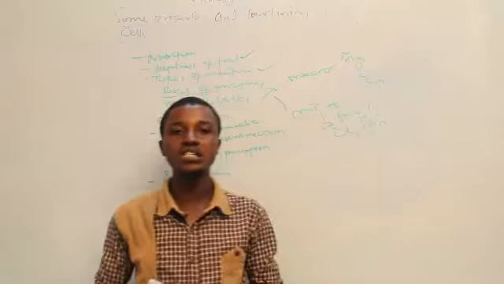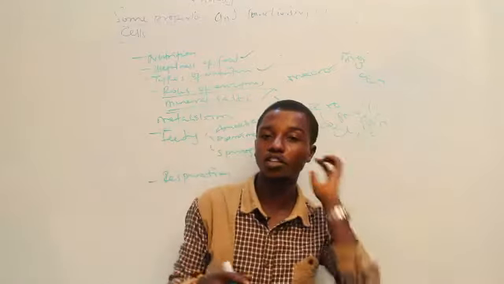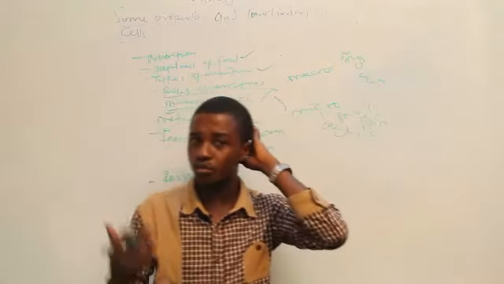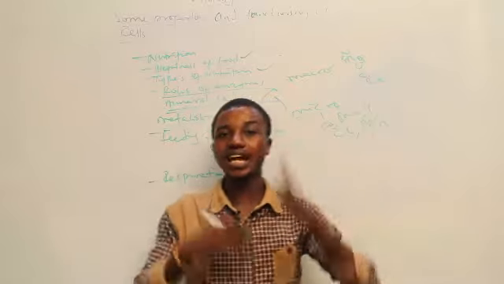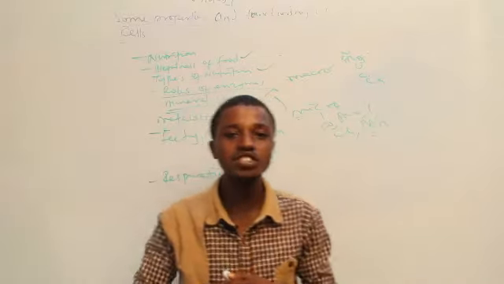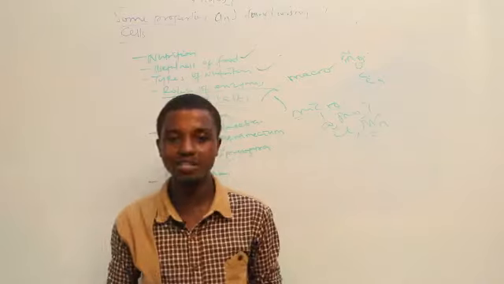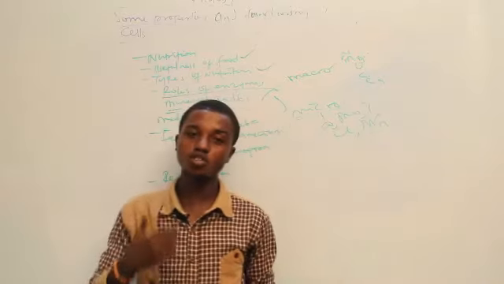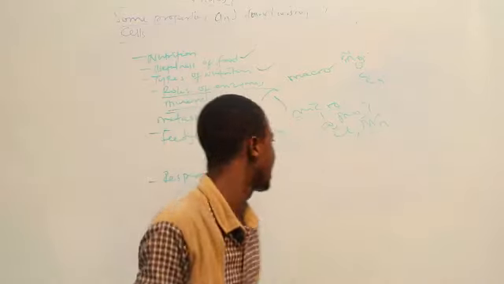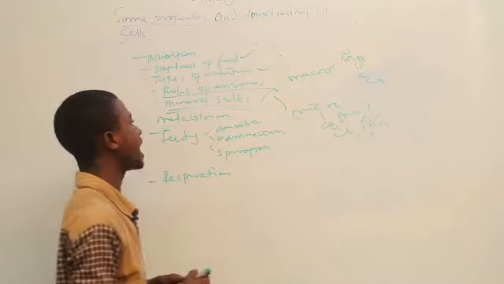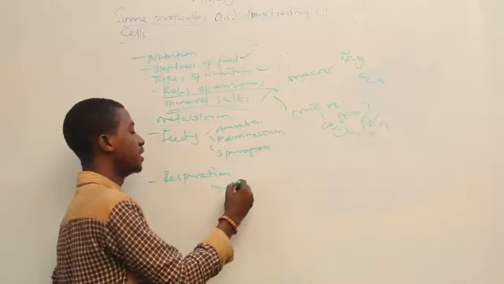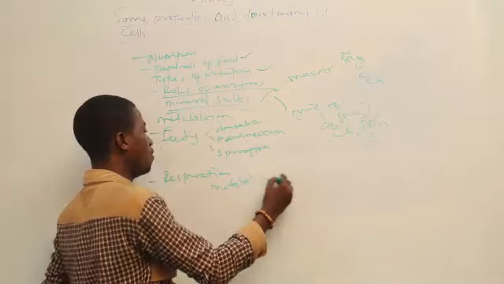So what is metabolism? Metabolism is the sum total of biological processes, or the sum total of growth processes taking place in the body. I take it again. Metabolism is the sum total of growth processes taking place in the body. There are basically two types of metabolism.